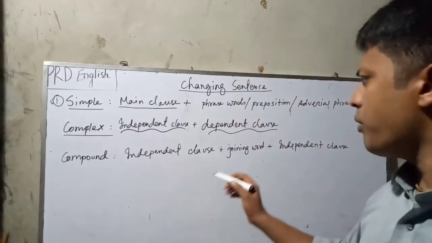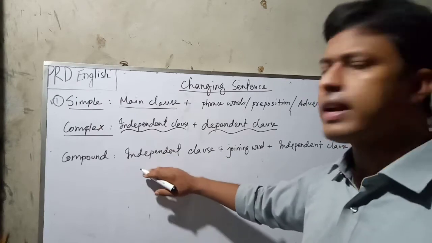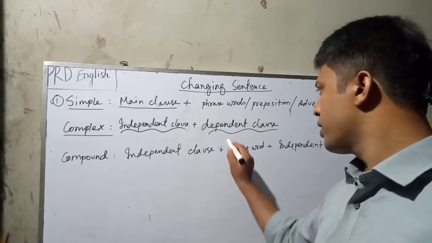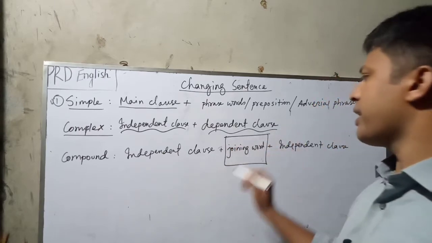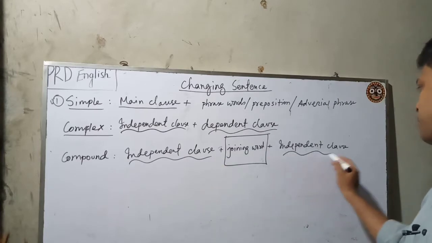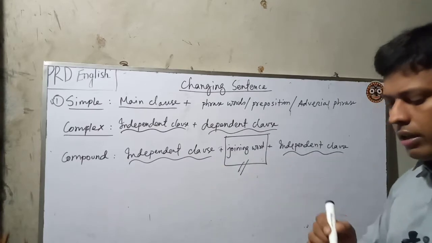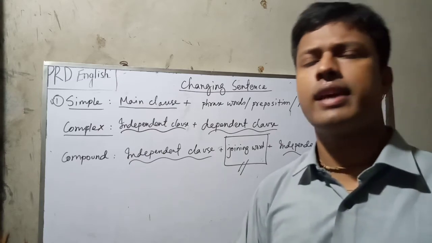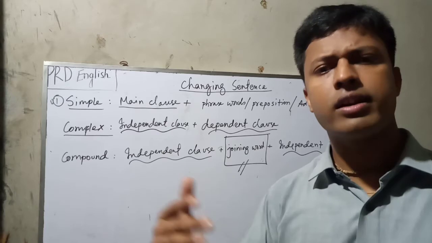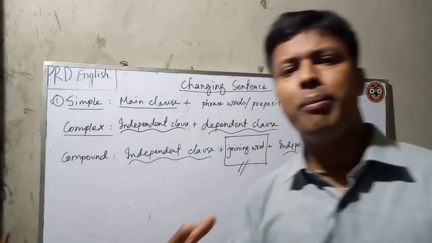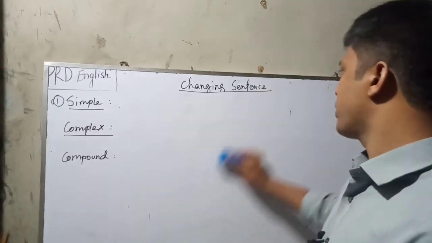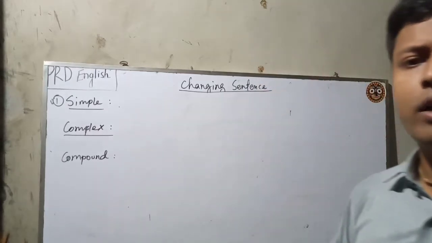Then how do you know this sentence is compound? To understand the compound sentence we should know simple things. There are independent clauses, but in the middle of the sentence there is a joining word. We can call it a conjunction, a joining word, or a coordinating conjunction, used to make a compound sentence. Now I'm going to give you rule number 1.